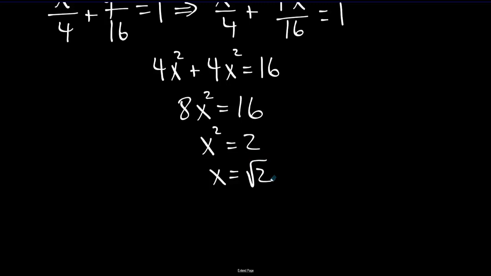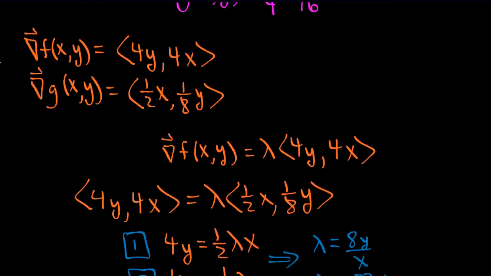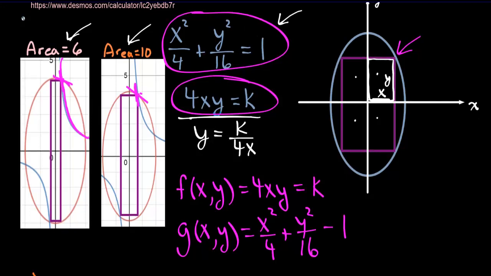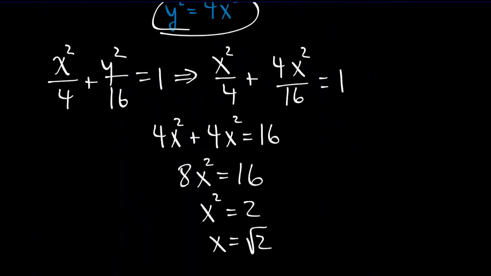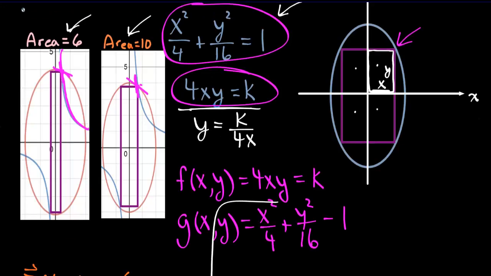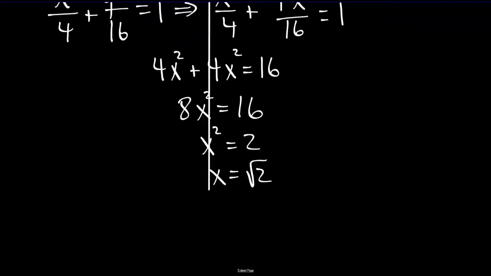Now, I'm not going to put plus or minus the square root of 2. Remember the way I drew this initially. This is x right here. It's positive, so I'm just interested in that length. I don't need to put plus or minus the square root of 2. Okay, so there's what I got: x equals the square root of 2. Now, we also said that y squared is equal to 4x squared.